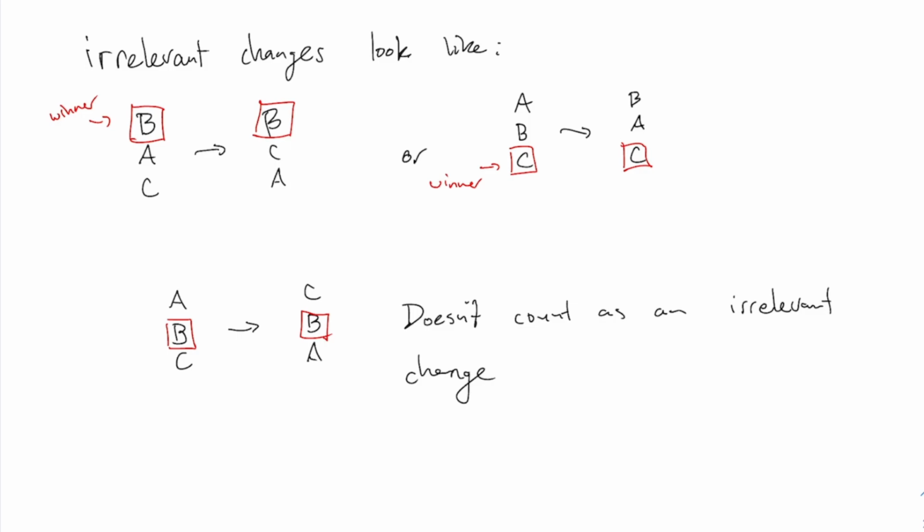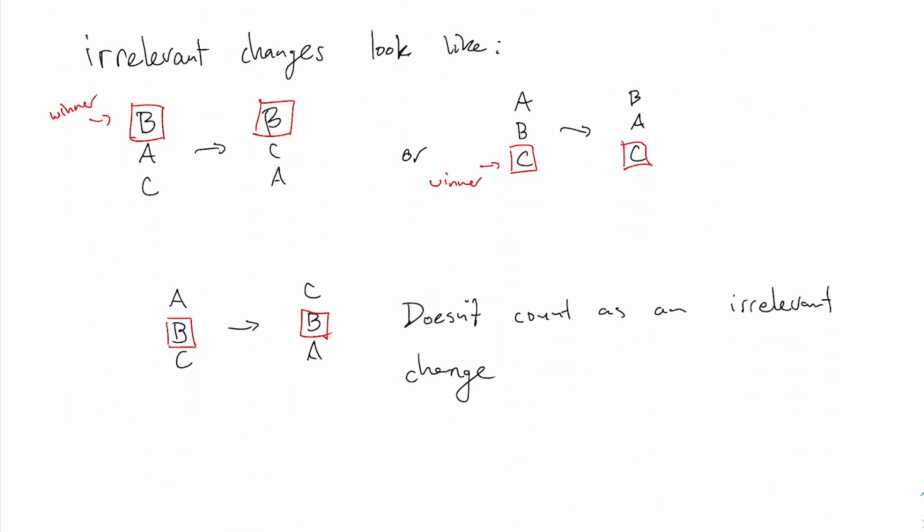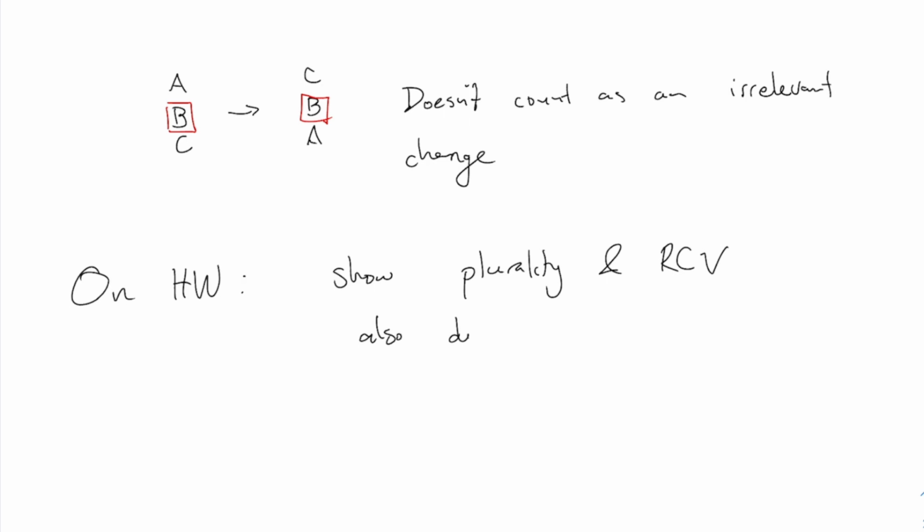What I would like is, I don't think we need to do a lot more examples with this. I'm going to put these on the homework, if you don't mind, like I did last week. This will be on the homework for next week. I would like us to show that plurality and the ranked choice, they also don't satisfy the IIA.